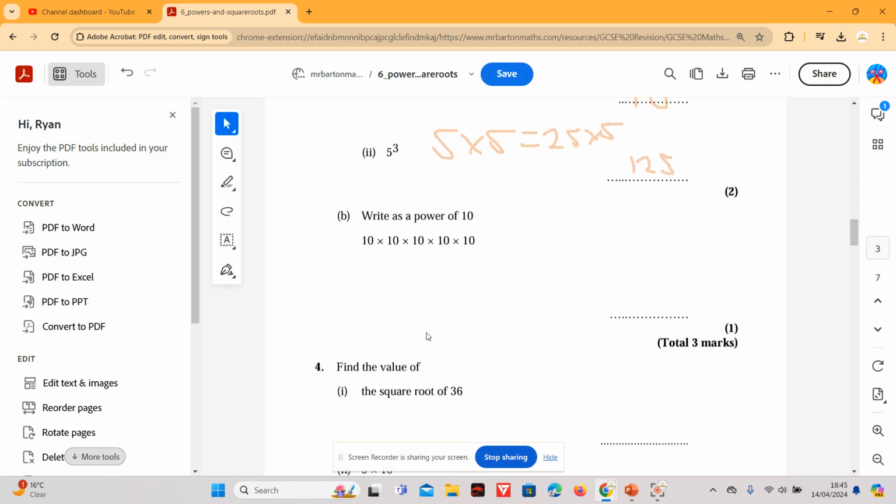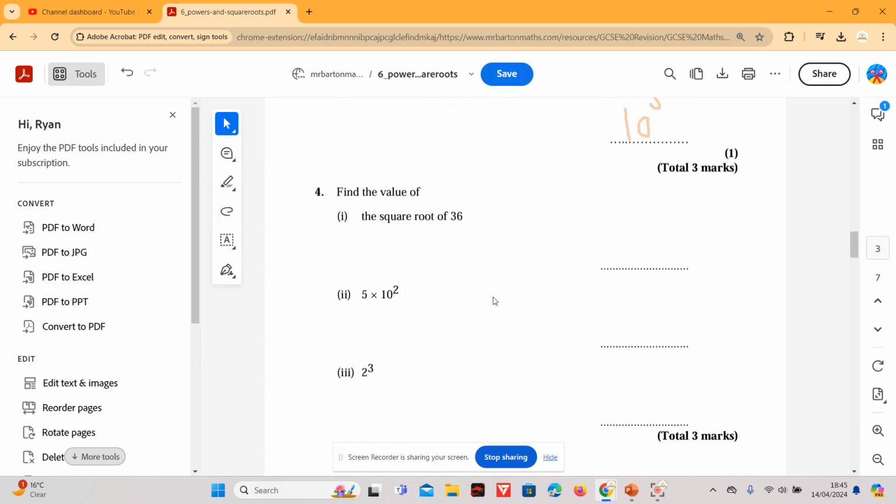Right, this is a power of 10. So 10 times 10 times 10 times 10 times 10. All you need to do for this is count how many tens there are. So there's 1, 2, 3, 4, 5 tens. So all you write is your answer. You write 10, and then you put a little 5 at the top. That's all you have to do.